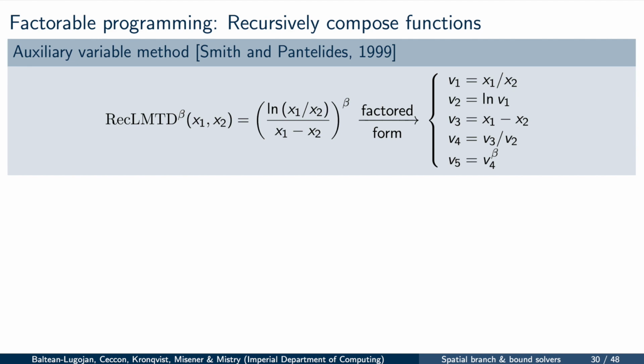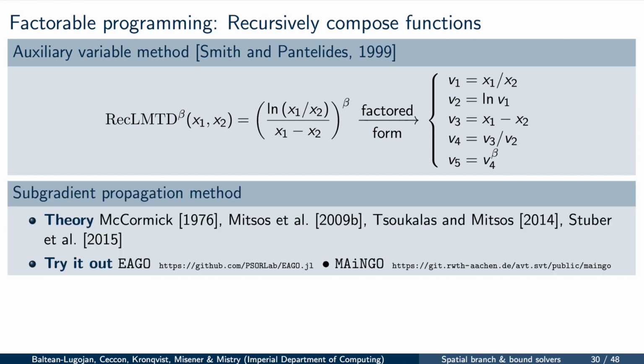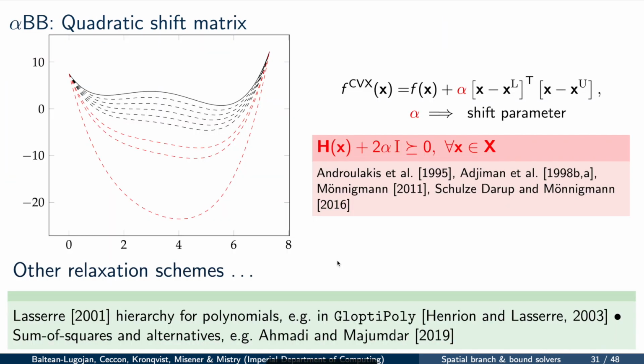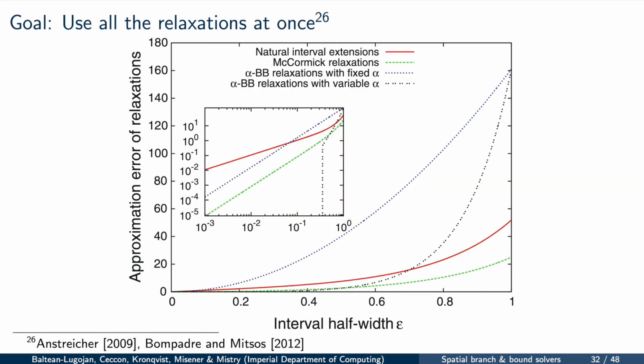Another way of recursively composing the functions is to propagate subgradients. There are a number of other relaxation schemes. There are hierarchies for polynomials, sum of squares, et cetera, et cetera. I don't have time to talk about all of those. Now, the goal with all of this is if only we could use all of these relaxations at once.